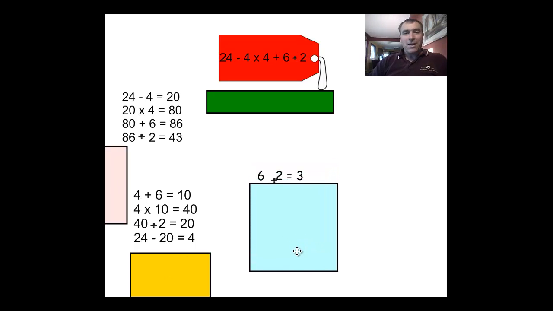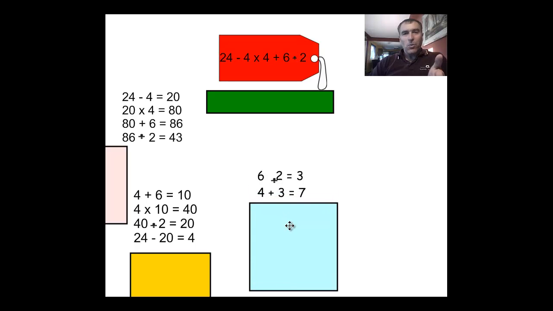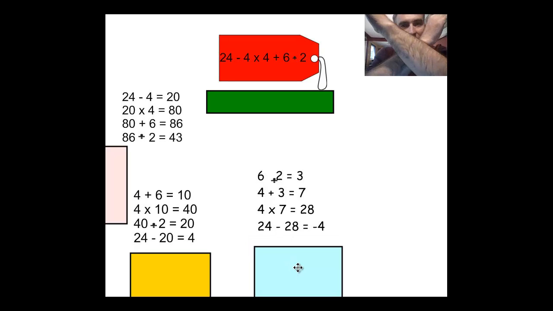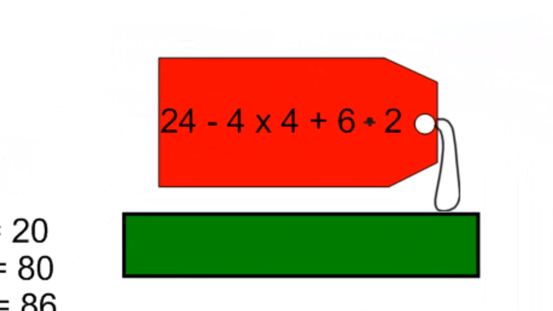What's another way I could do it? Well, what if I did it backwards? So I'd have 6 divided by 2, I get 3. And then 4 is the next one, plus 3 gives me 7. Next, 4 times 7 equals 28. 24 minus 28? Well, how can you take 28 from 24? You end up with a negative number, minus 4. And guess what? Wrong answer again.